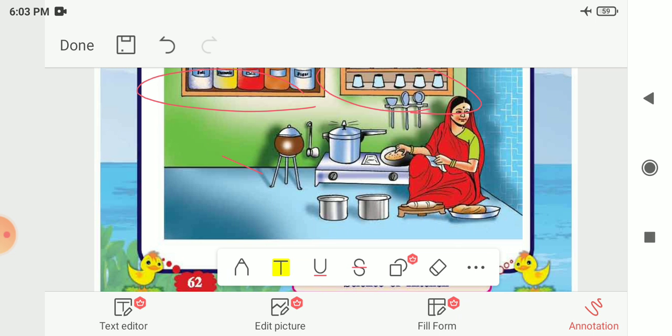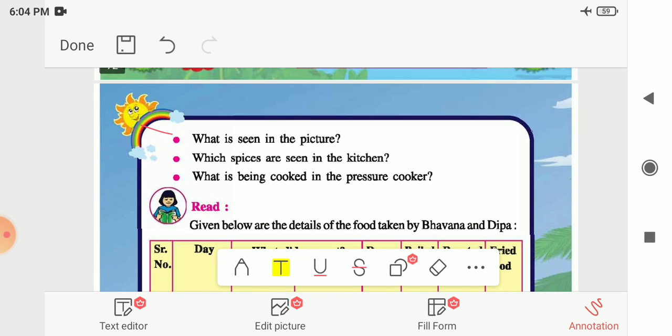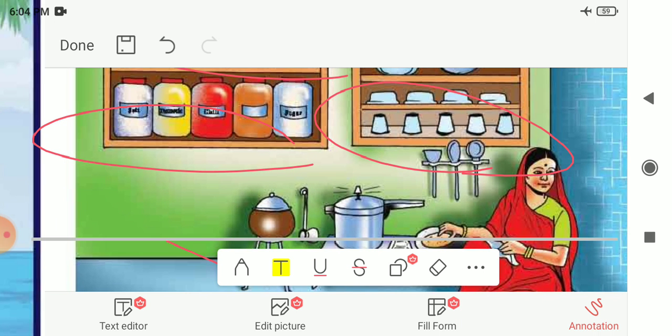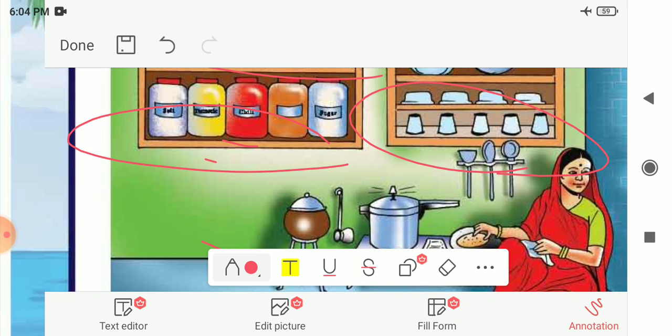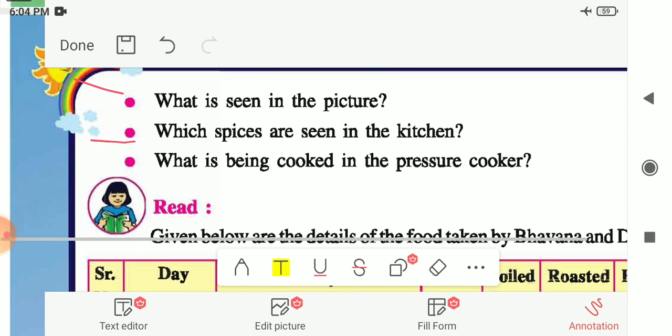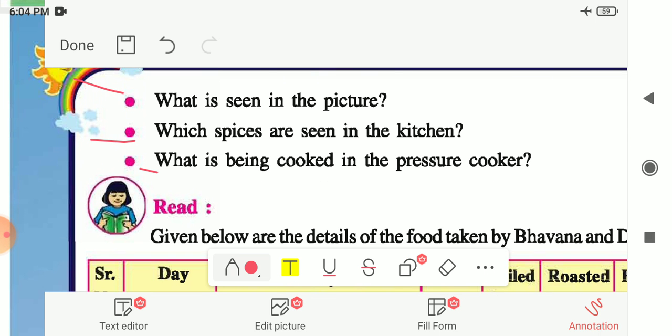Other than that, different vessels are there in the kitchen. Different containers which contain spices are there, and other containers which may carry the cereal, pulses or flour are also there in the kitchen. Next question is, which spices are seen in the kitchen? Here in the container you can see that turmeric and chili are there in the kitchen.